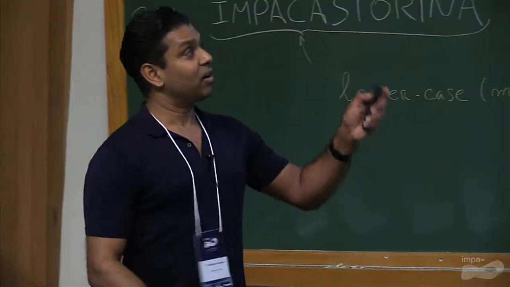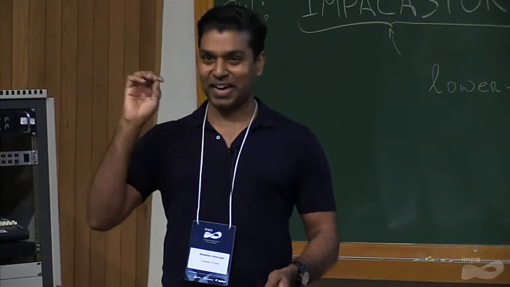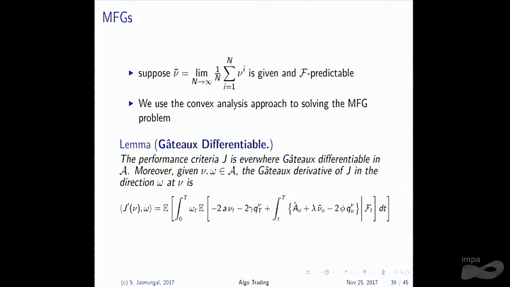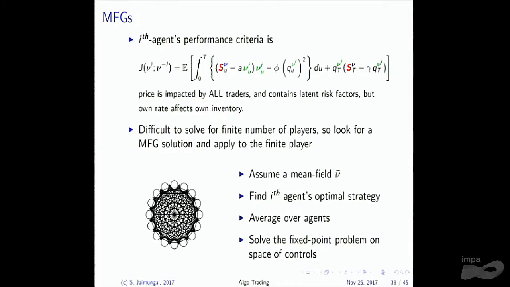Okay? We're not going to go through all of that. I'm just going to show you, again, tasters of what the idea is. So, as I said, we're going to take some mean field, and we're going to assume that it's some F predictable process. We're going to do this through a completely different approach than is normally done in any of these mean field game settings. We're going to use a convex analysis approach. So the first thing you'll notice is that you have to show that this performance criterion is in fact a convex function on the space of controls. Turns out that it is.